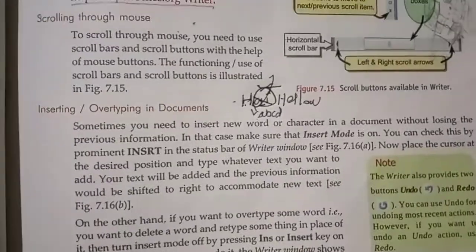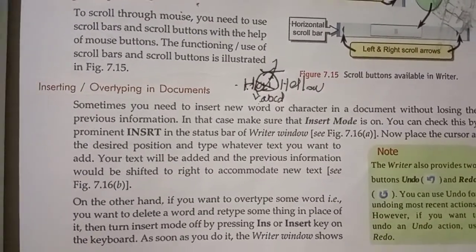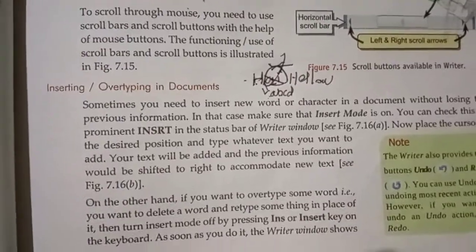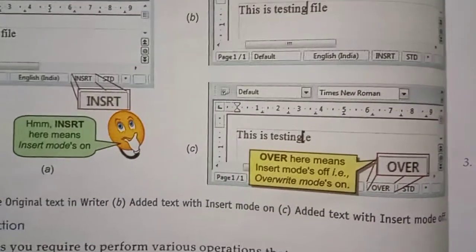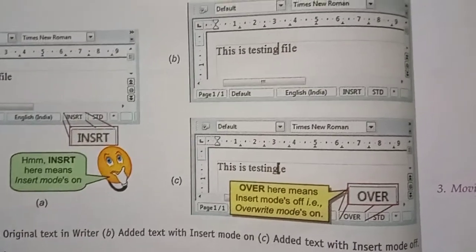In OpenOffice Writer, there is an insert key for insert mode. Otherwise, down below, we can already see one insert button and one overwrite button here. So if you want to insert or if you want to overwrite, you can do it like this. Okay.